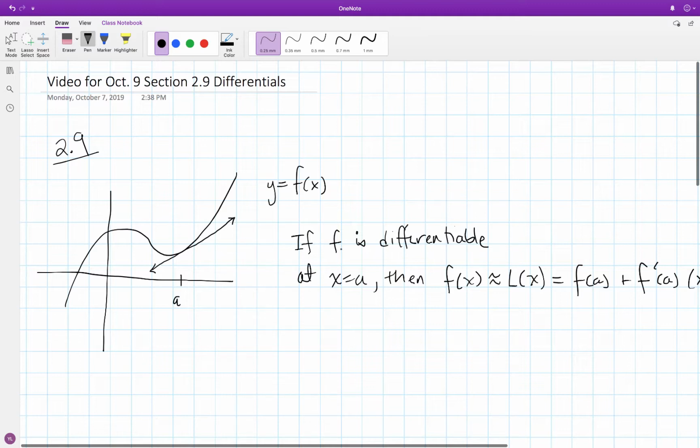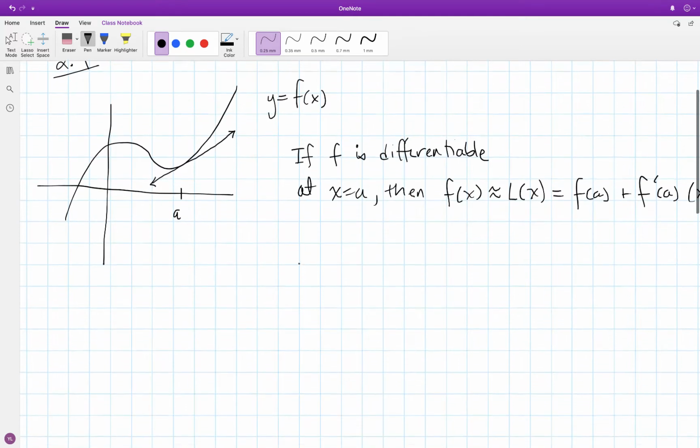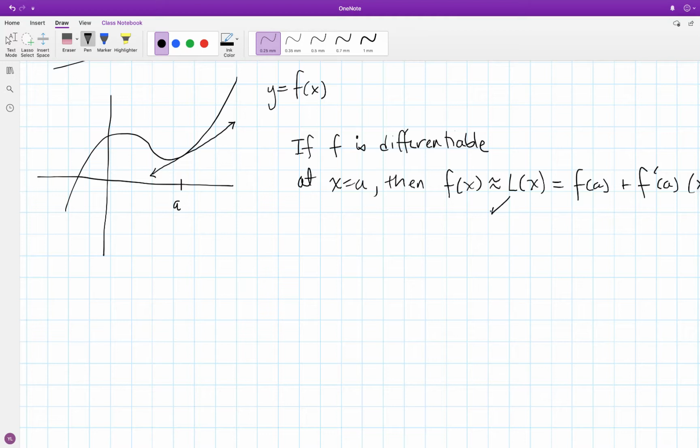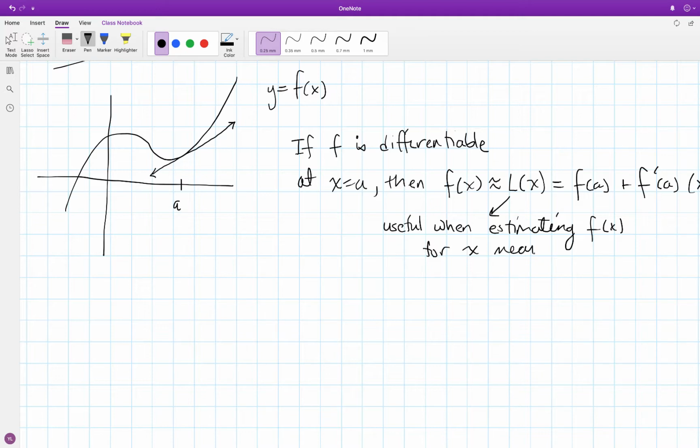So we're going to sort of switch from the perspective of trying to estimate values of f of x. So that's what this is good for. This is useful when estimating values of f of x for x near a, because it's just easier to plug a number into a line than it is to some other function, right? That's the whole purpose. Instead, today we're going to imagine that we are taking a small change in an independent variable.